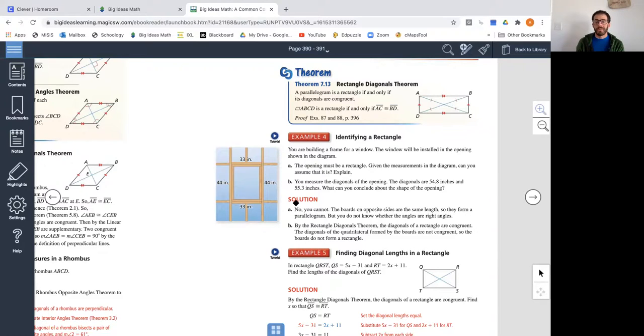No, we can't, right? While it looks like a rectangle, we don't know for a fact it's a rectangle because we don't know what about the angles. We don't know that they are 90 degrees in every corner, okay?